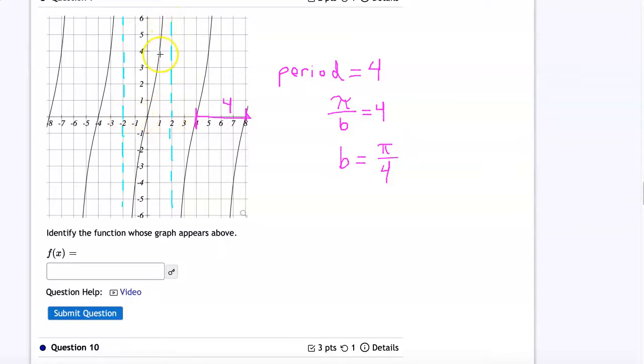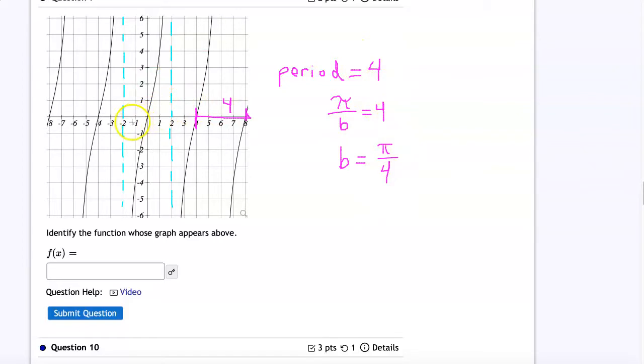So when you have a graph that is going to be on either side of the y-axis, the same distance to the right, same distance to the left, that's going to be a tangent graph, and that graph is not shifted right or left, so that's very nice. And it's a positive orientation for tangent. So this is going to be a positive tangent, and it already has a period of 4 with a b value of pi fourths.